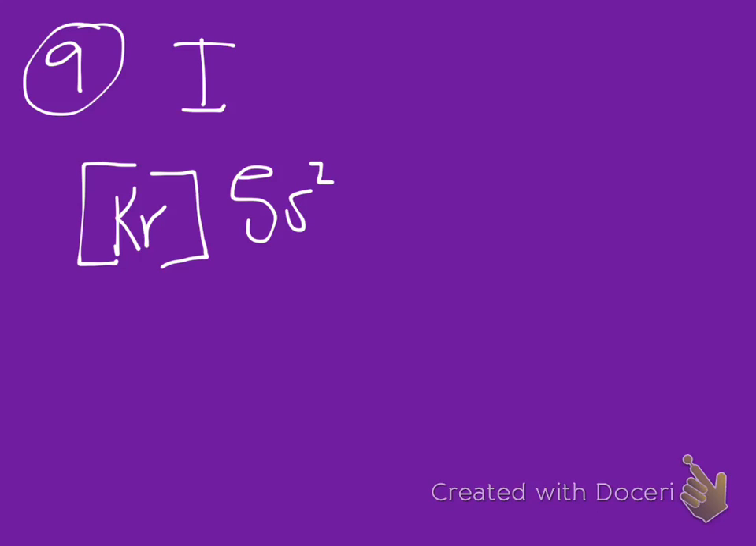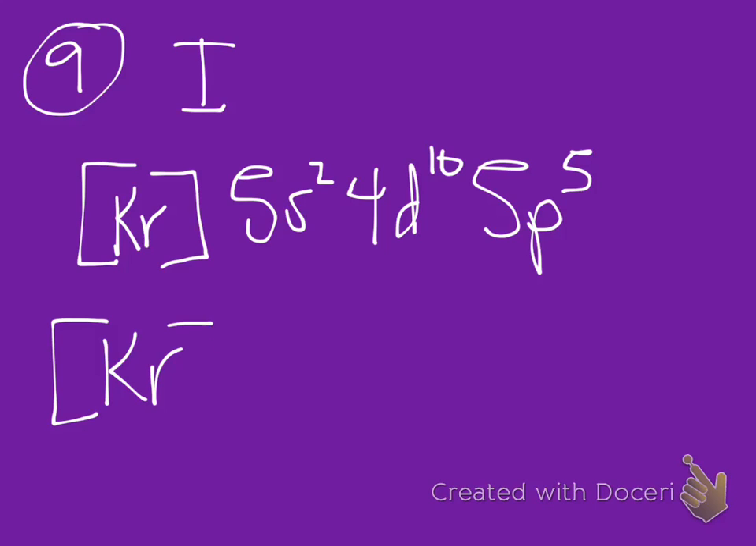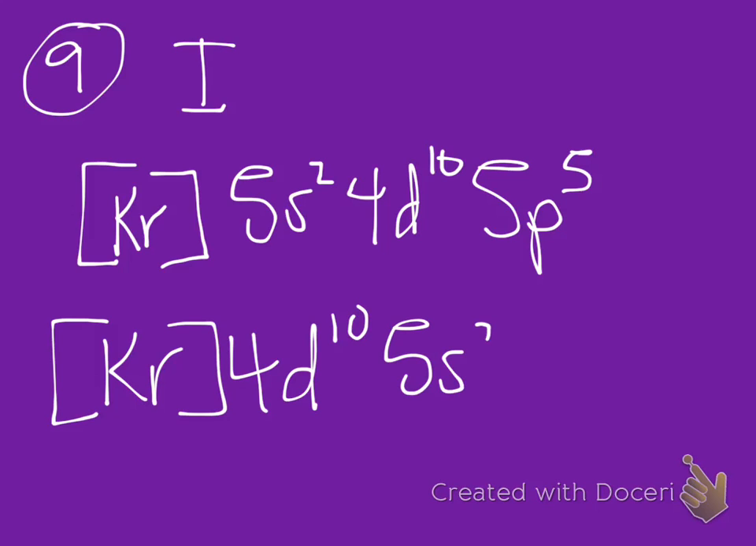Okay, number 9, noble gas notation for iodine. So we know that we have to go up 1 for our noble gas, so we're going to use krypton. And then we start filling in the 5s, we fill that up. Then we fill the 4d up. Then we get into the 5p, and we have 5 electrons there. So when we rearrange that and put that in our final neat, nice order, it looks like that.